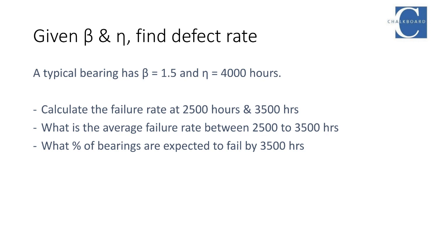Also, as the shape parameter indicates, for this class of bearings, roughly 63% of the lot is expected to fail within 4,000 hours of operation. We would like to find out the failure rate for two time periods, 2,500 and 3,500 hours. Also, we will derive the average failure rate during this period. Finally, we will calculate the probability of failure of the bearing within 3,500 hours of operation.